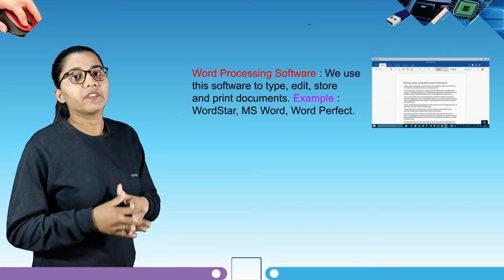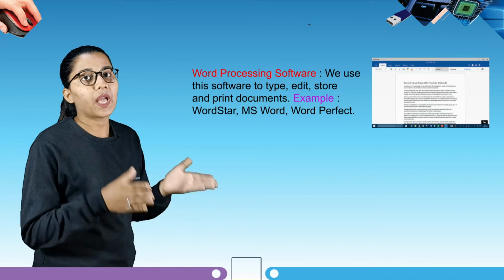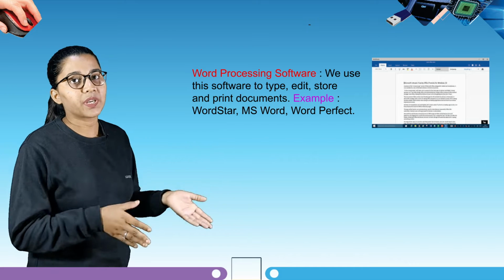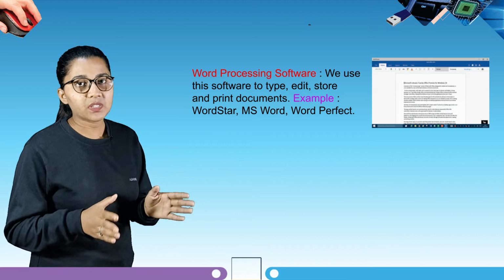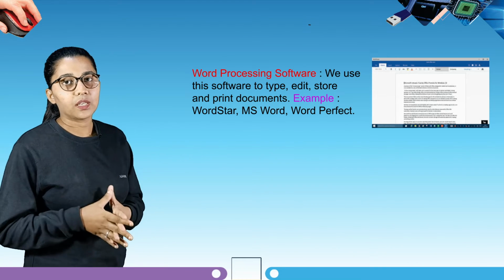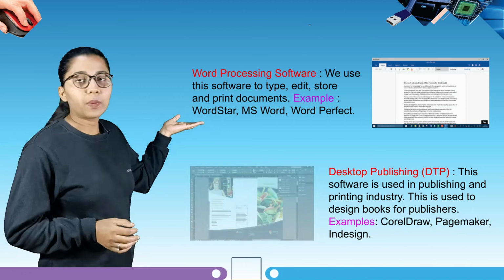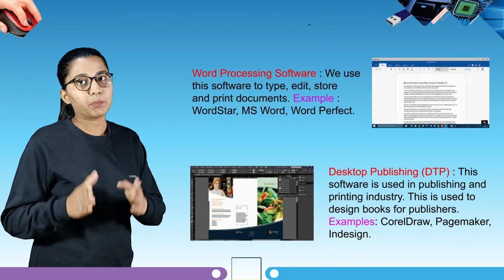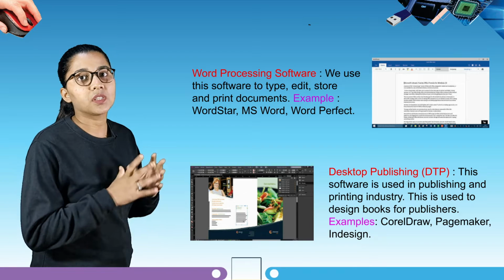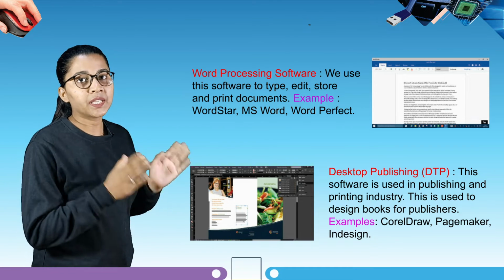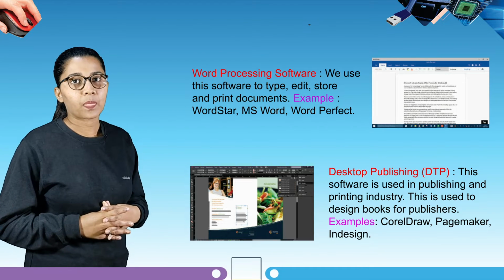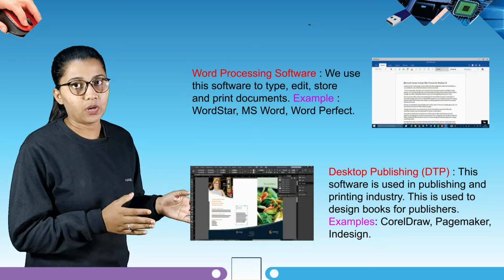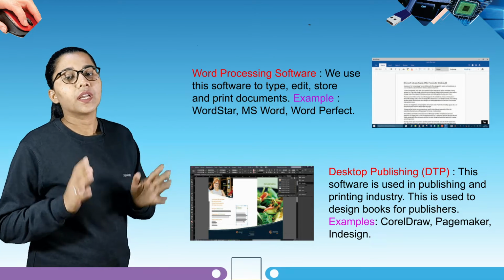First we have word processing software. We use this software to type, edit, store and print documents. For examples, WordStar, MS Word and WordPerfect. Now next we have desktop publishing, that is DTP. This software is used in the publishing and printing industry. This is used to design books for publishers. For examples, CorelDRAW, PageMaker, InDesign.